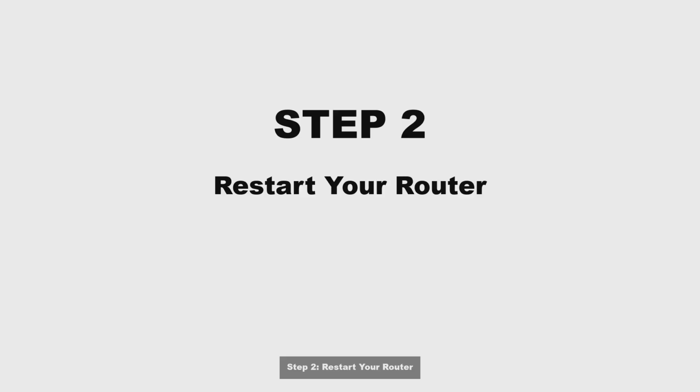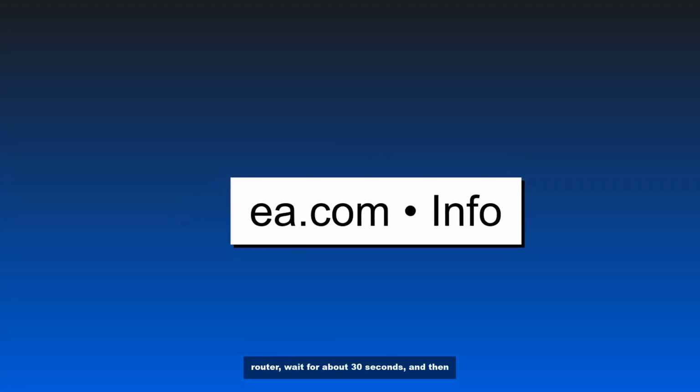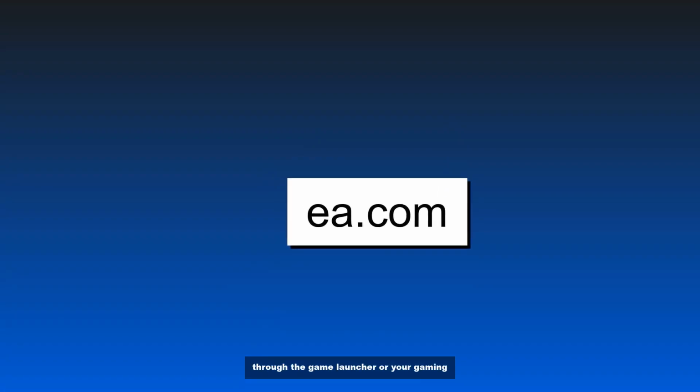Step 2. Restart your router. Sometimes, simply restarting your router can resolve connectivity issues. Unplug your router, wait for about 30 seconds, and then plug it back in to refresh the connection. Step 3. Update The Sims 4. Make sure that you have the latest version of The Sims 4 installed. Check for updates through the game launcher or your gaming platform and install any available updates.